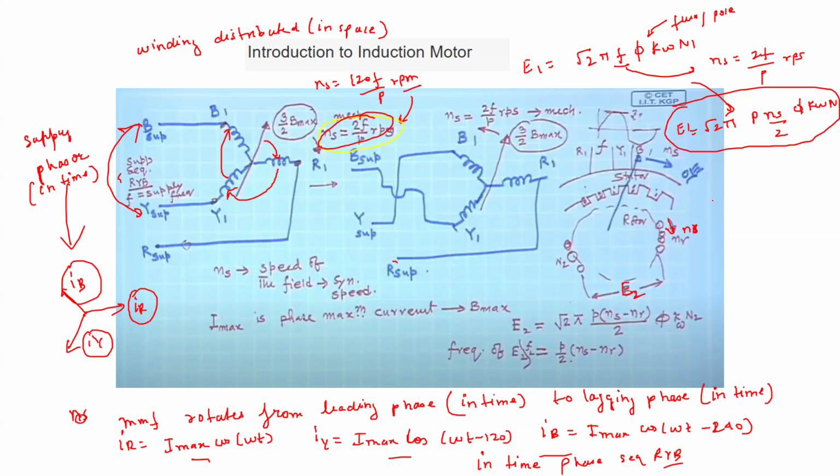We know that this EMF expression is coming from B l v, where v is the relative speed. So the relative speed between the MMF and the rotor speed is ns minus nr. That is why in this expression root 2 pi remains the same, flux per pole remains the same, k omega remains the same, and p by 2 remains the same. But instead of ns, sir has written it as ns minus nr.